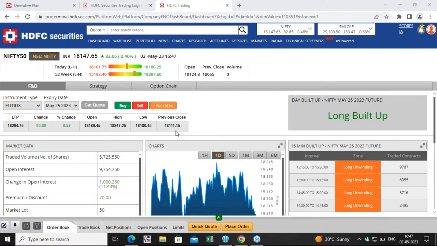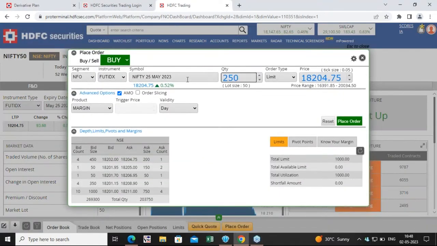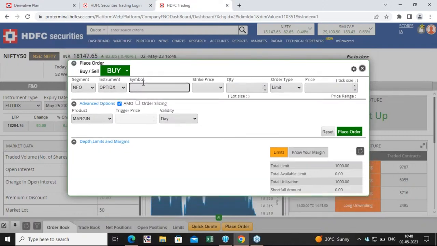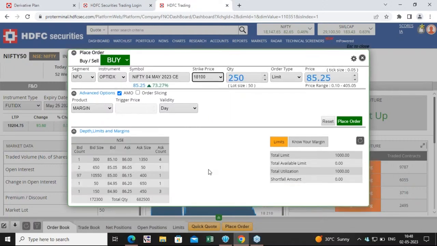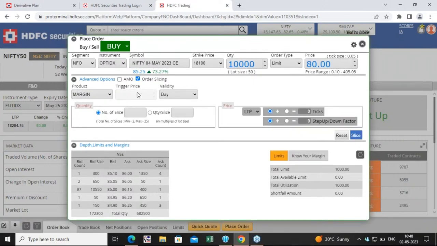Okay, Venkatesh sir is asking, can we place different prices on order slicing? Yes sir, you can do it. So basically, please look at the screen and let's take an example. I again take the example of Nifty option index. Nifty call, strike price would be 18,100 again, and quantity would be, let's say, 5,000, or you can say 10,000 quantity. Okay, and my price would be 85.80. I click on order slicing.